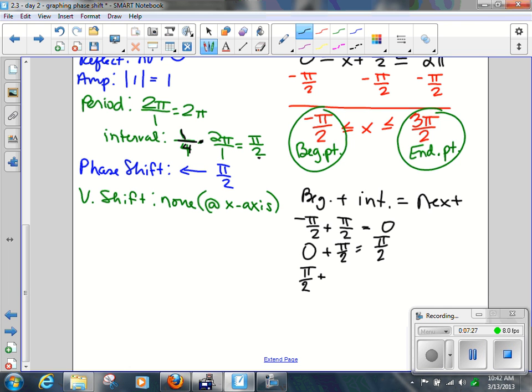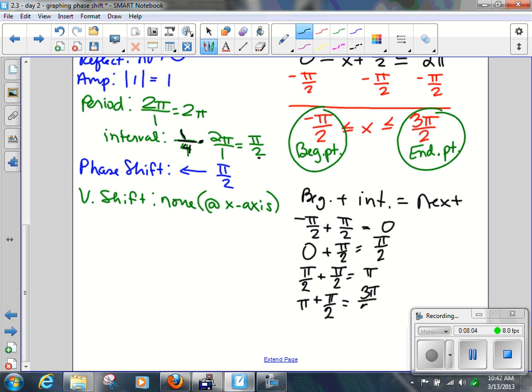So we got pi over 2 plus the interval, which is pi over 2. And then what's 1/2 plus 1/2? 1 whole, which becomes 1 pi, or just plain old pi. And watch what's getting ready to happen. Take pi, it's your next value. Add that same interval again, and then folks, what's 1 plus 1/2? 3 pi over 2.